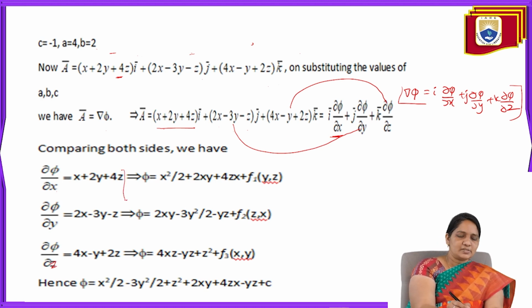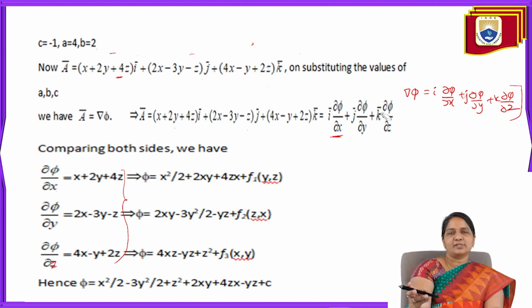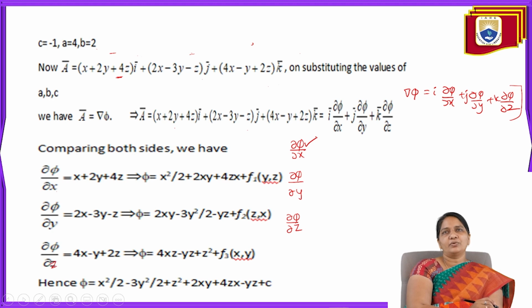So from these three, we are going to find the pi here. What they're asking is a bar equal to del pi, so we have to find the scalar potential function, that is pi. So we are going to calculate pi now. Already I have dou pi by dou x, dou pi by dou y, and dou pi by dou z. So I have to get pi here.